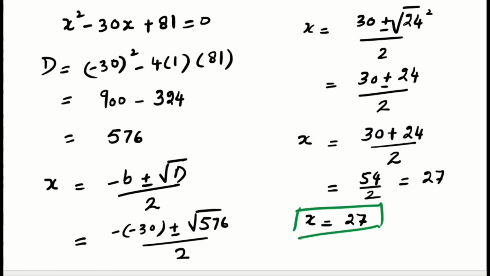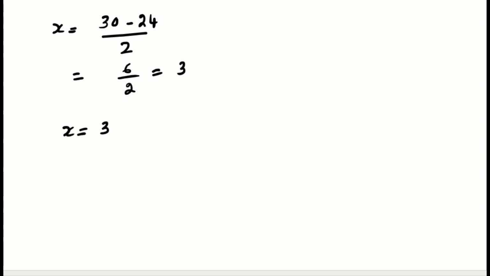For the second value of x, we will take the minus sign. That is x is equal to 30 minus 24 over 2, that is equal to 6 over 2, that is equal to 3. So x is equal to 3. It is the second value of x.